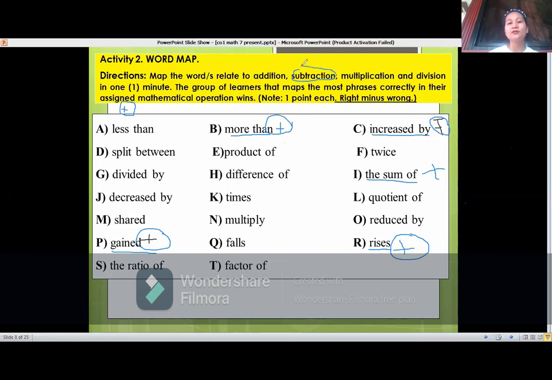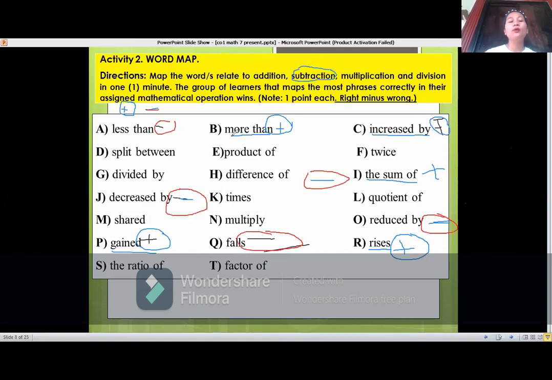What's the symbol for subtraction? What are the words that correspond to subtraction? Less than. Decrease by. Difference of. Reduce by. And fall. Okay, how about for multiplication?